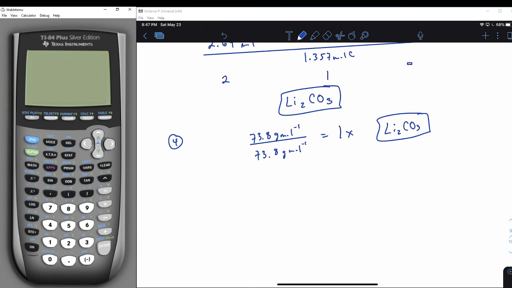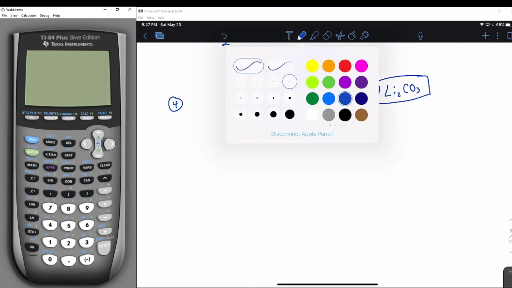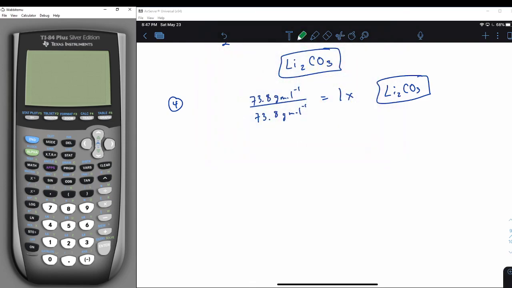And 5, 6, and 7 are additional practice of the same concept of converting empirical formula to molecular formula. And so for 5, you would take 88 grams per mole, which is given to you in the problem, and you'd calculate the molar mass of C2OH4. So that's 24 plus 4 plus 16 is 44. So that means it's 2 times as big. So your formula is C4O2H8.